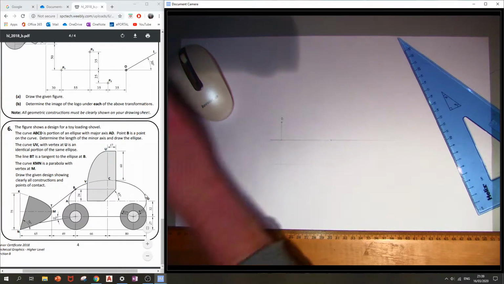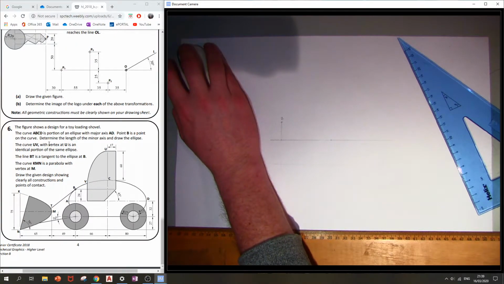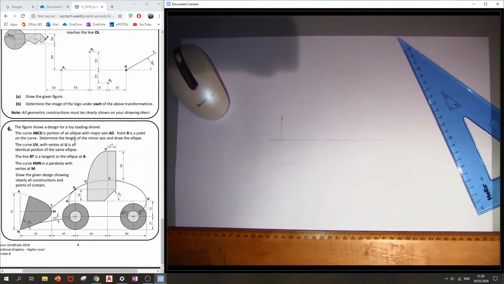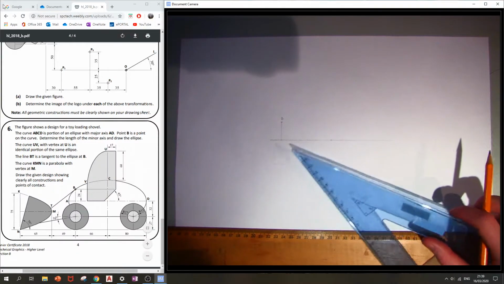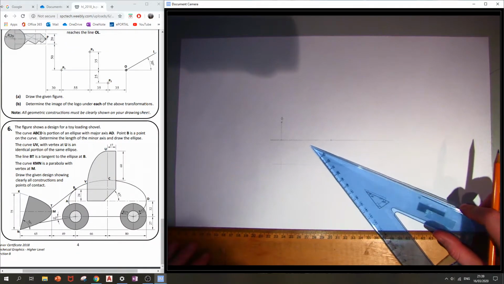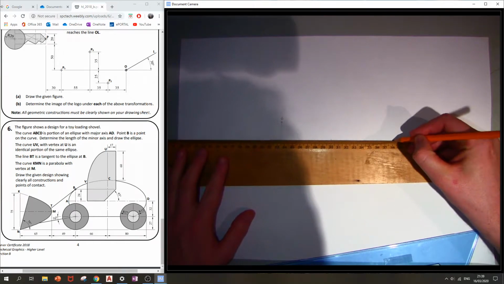Okay. Point B is a point on the curve. Okay, so here's point B, and we're told that it's over 66 millimeters from the center, and it's also up 24 millimeters high. So from that, they've asked us to determine the length of the minor axis and draw the ellipse. Okay. Now, so what I've basically done here is I've just drawn in everything that we're given in the question. Okay, so I'll just put it in a little bit heavier in case we can see.